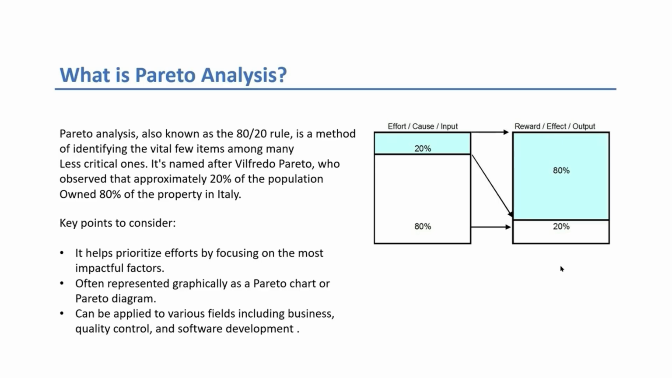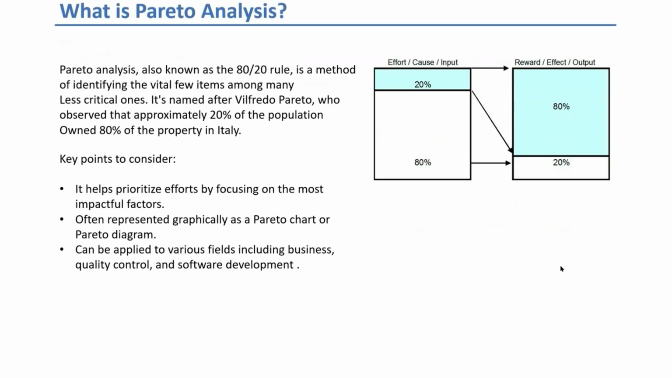We have to keep in mind the following key points about Pareto analysis. It helps us to prioritize efforts by focusing on the most impactful factors, often represented graphically as a Pareto chart or Pareto diagram, and can be applied to various fields including business, quality control, software development, and many others.